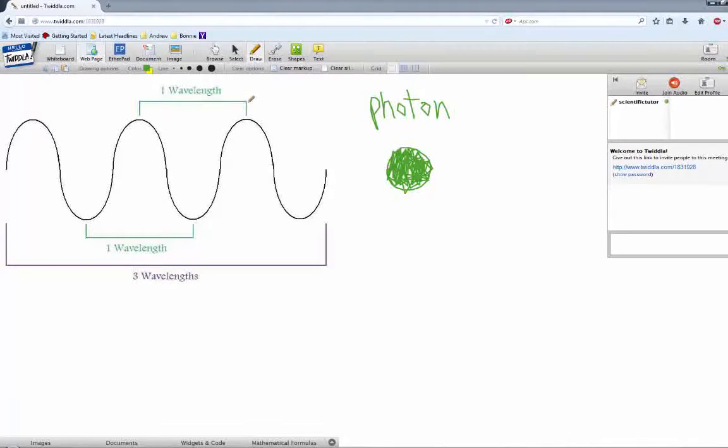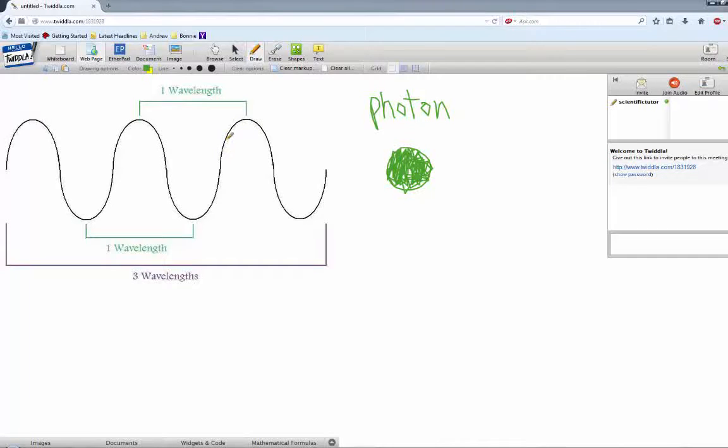When light travels along this wave-like pattern, we can measure how far it is from one point in the wave to the same point in the wave. That's called the wavelength of the light. The wavelength of the light is going to determine what color of light it is, or what type of electromagnetic radiation it is.